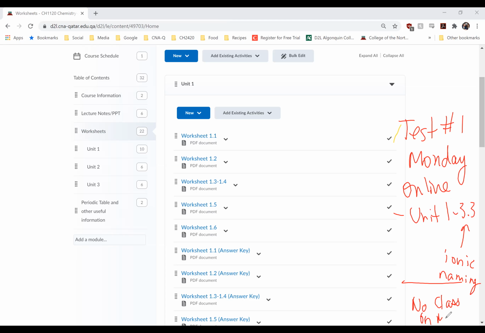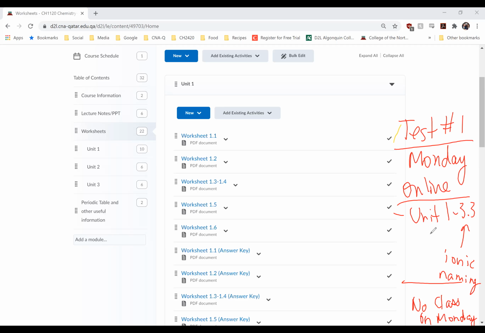If you guys need help on Monday, I will be around in your class time, but I won't be actually teaching. I'll just be sitting around my computer to see if anybody has emails, or even if any of you on Monday want to hop in Zoom and have a chat on Zoom, you can. But there's no official class. So test 1 Monday, it's online, and there'll be no class.